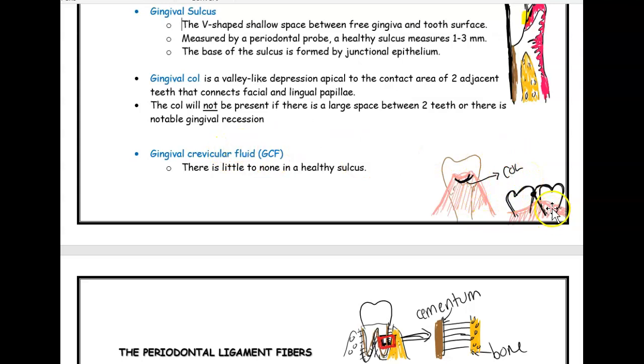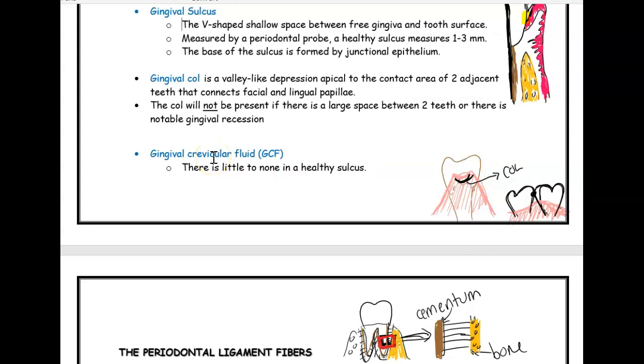Now, you will not see a col if we have a large space between the two teeth. It is only present when two teeth are very close together. You also will not see a col when there is recession. Recession is when the gums have gone down. So if the gums have gone down, you will not see this depression. Just things to keep in mind.